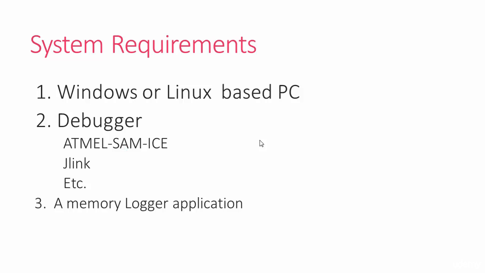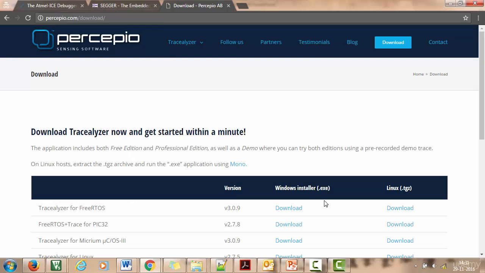First of all, you should have a Windows or Linux based PC. The Percipio Tracealyzer software will not be supported on Mac OS. So if you are running Mac, there is still no support for this Tracealyzer software. But if you are using a Windows or Linux based PC, then you can download the Percipio Tracealyzer software from here.